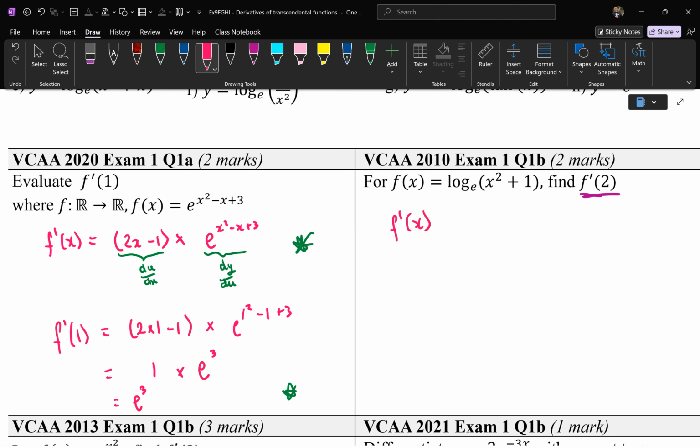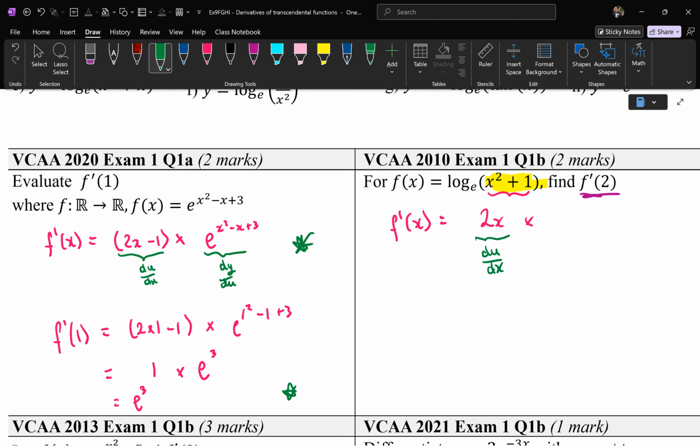F dash of x equals. Now again, same thing. I notice it's a log function, but instead of log e of x, that x squared plus 1 is the problem. So I know it's a chain rule. It's a function within a function. So using chain rule, I'm going to derive the inside first. Derivative of x squared plus 1 is 2x.